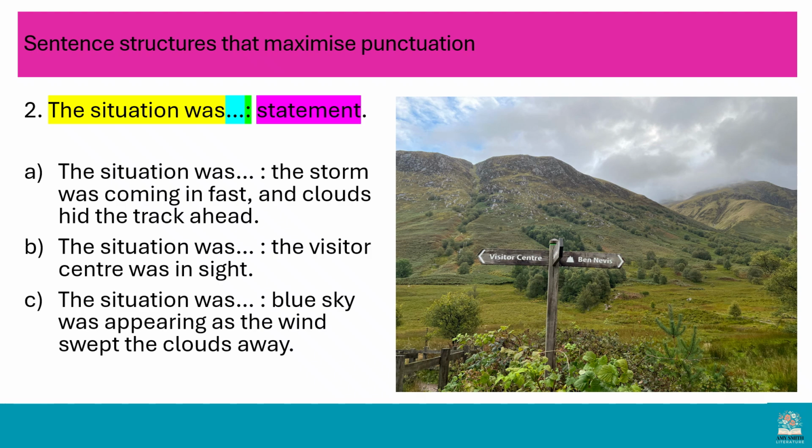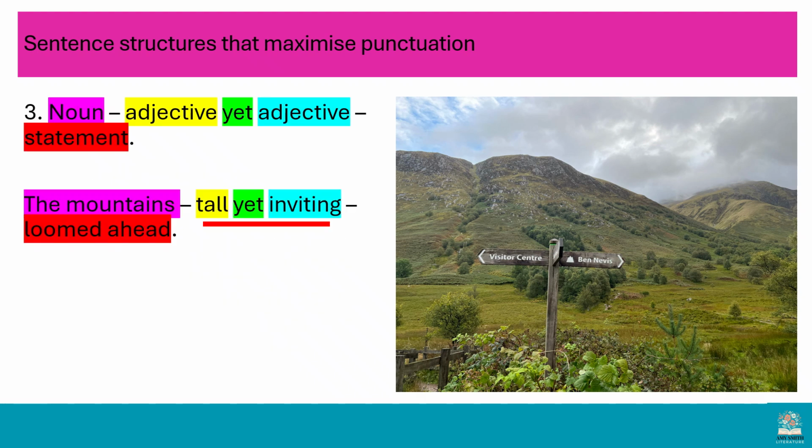Okay, so for A, I might have said the situation was dreadful, the situation was terrible, the situation was uncontrollable, the storm was coming in fast and clouds hid the track ahead. Second one, the situation was improving. The visitor centre was in sight. And the third one, the situation was, well, again, you could say improving, or the situation was blossoming, blue sky was appearing as the wind swept the clouds away.